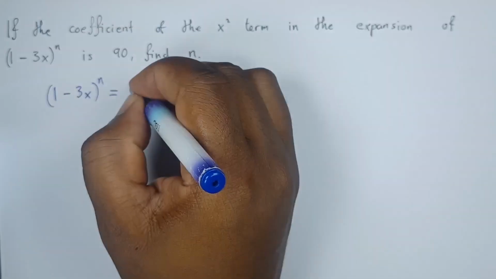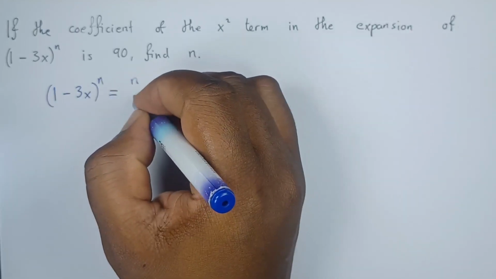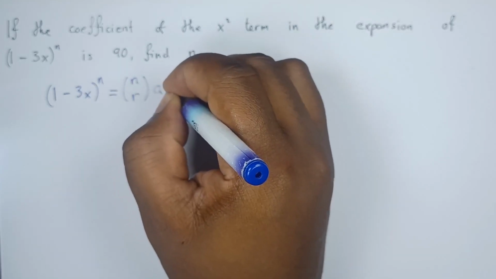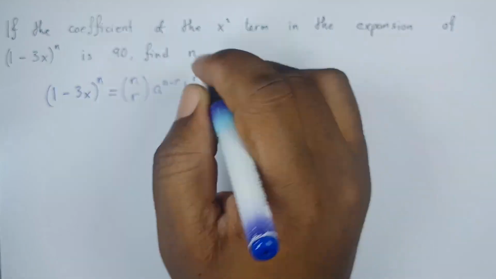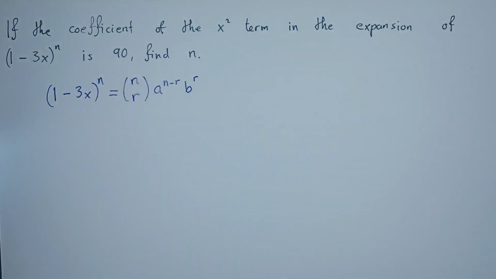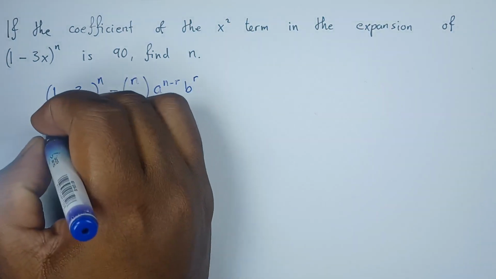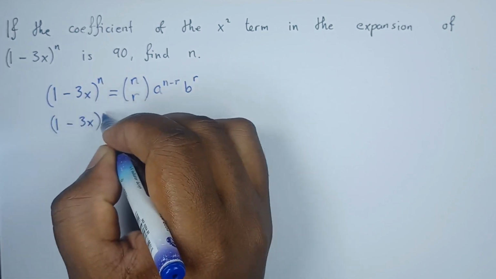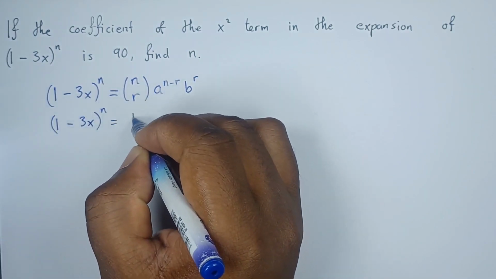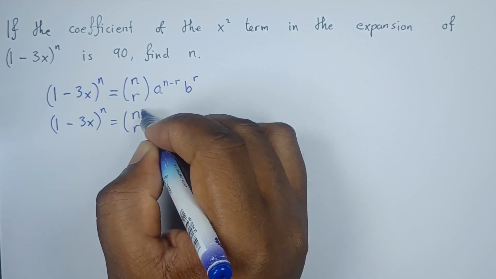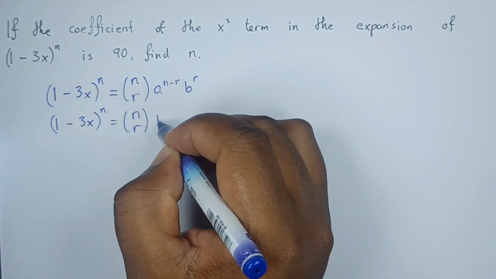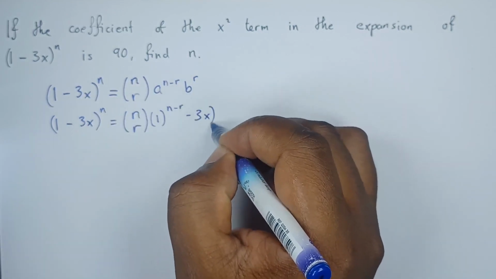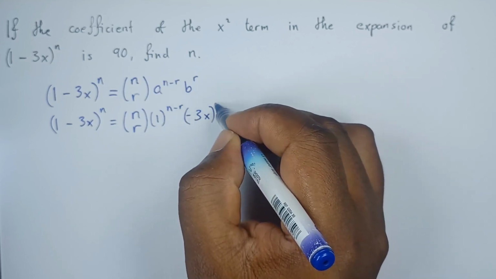The formula, we know that it is n combine r, a, which is the first term, to the power n minus r, b to the power r. Okay, so let's do the replacing. We know the first term, we know the second term. So we can have it as n combine r. The first term, a, is 1, to the power n minus r. The second term is negative 3x raised to the power r, like that.